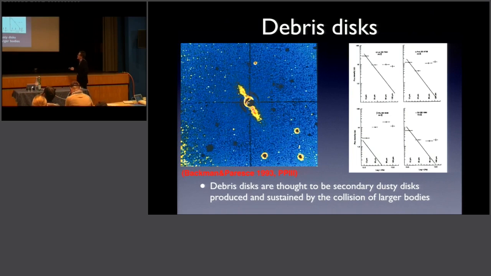These disks are thought to be secondary disks, so they are not thought to be the primordial disks, but rather dusty disks produced by the collision of larger bodies inside the planetary system that is around these objects. That's because the lifetime of these structures around these main sequence stars is very small, because you tend to blow away essentially the dust by the radiation and the wind of the star.